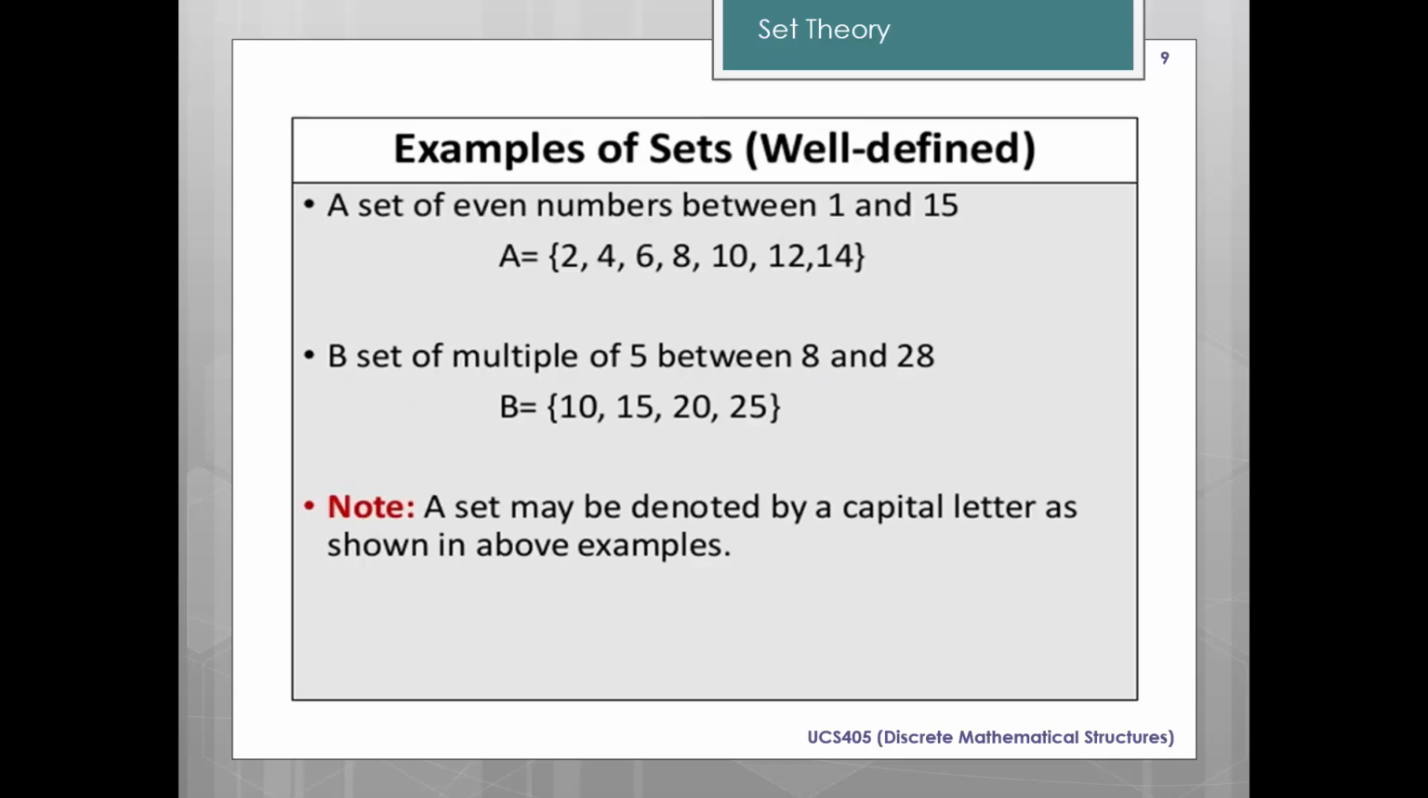Moving further, examples of sets that are well defined. A: a set of even numbers between 1 and 15. What is the answer for that? 2, 4, 6, 8, 10, 12, 14. B: set of multiples of 5 between 8 and 28. So what is the answer? 10, 15, 20 and 25.